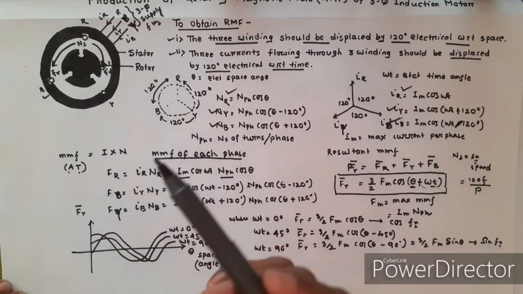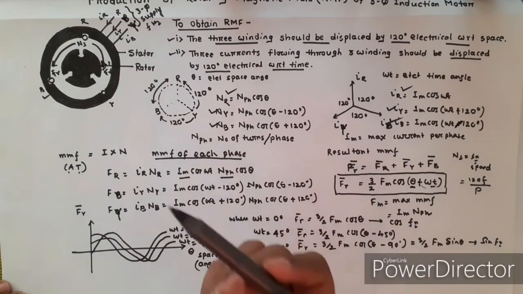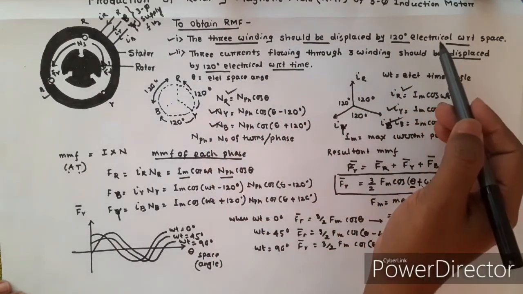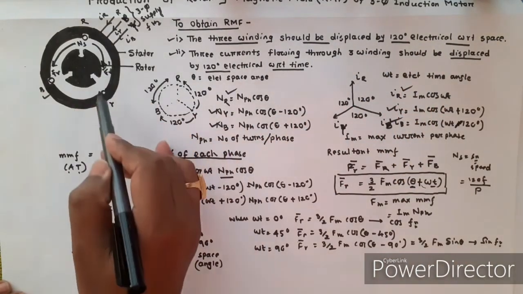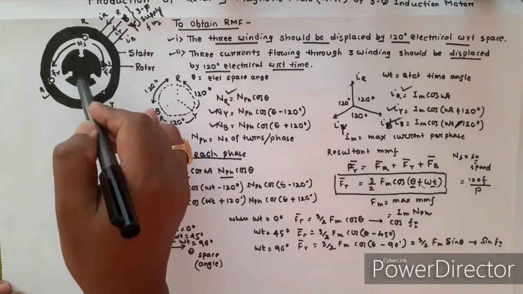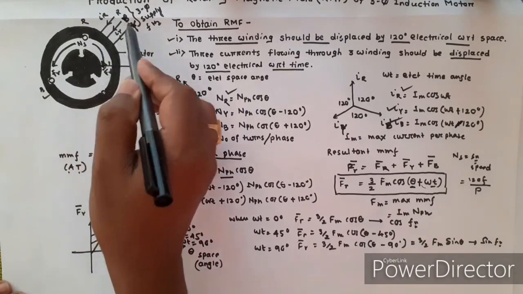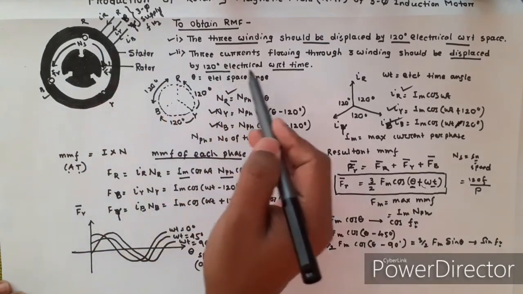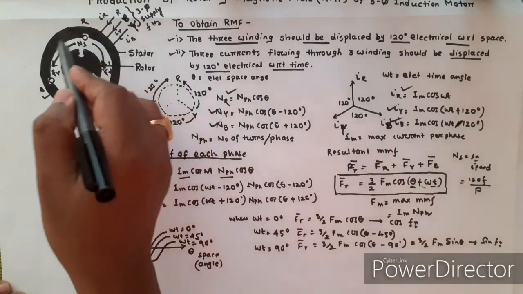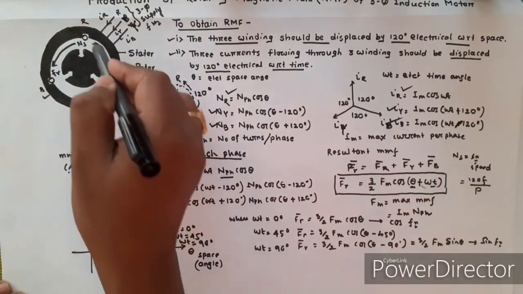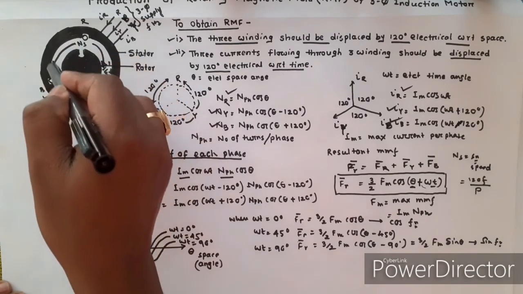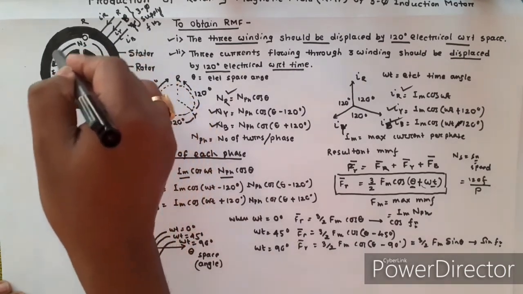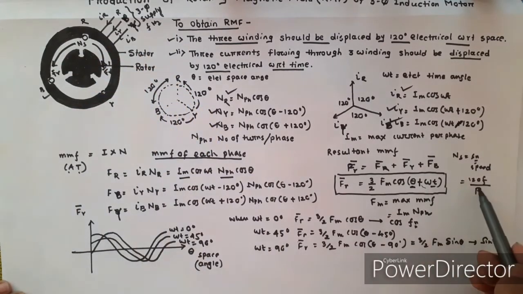Now, we have seen that if these two conditions are satisfied, the three-phase winding displaced by 120 degree and the current drawn from the supply displaced by 120 degree with respect to time, then a rotating magnetic field will be produced which rotates in the forward direction at a speed of ns, which is given by 120 f by p.